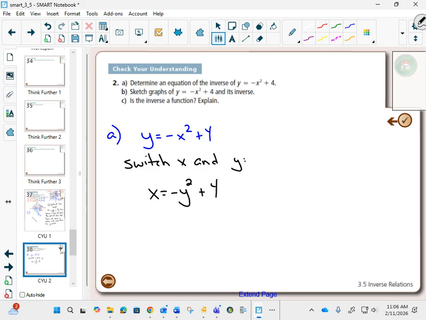So I just take the equation, and where the y was, I write an x. Where the x was, I write a y. Now, I want to get the y by itself. There's my y. Right now it has a squared. I'm going to first get the y squared by itself, and then I can get rid of squareds by square rooting.